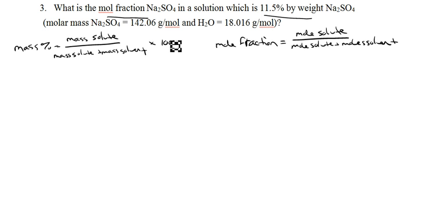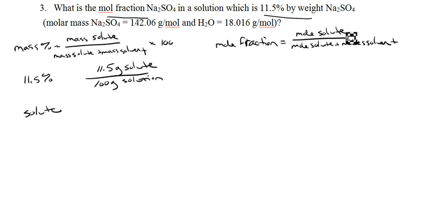So like we did with the other problem, if we know mass percent is 11.5%, we can go ahead and say, well, if we had a 100-gram sample, we would have 11.5 grams of solute per total 100 grams of solution. And then we can get the pieces that we need from that. So if we want to find out about the solute and we're working towards mole fraction, we need the moles of solute. So from the mass percent, we'll take the 11.5 grams of the solute and convert it to moles.